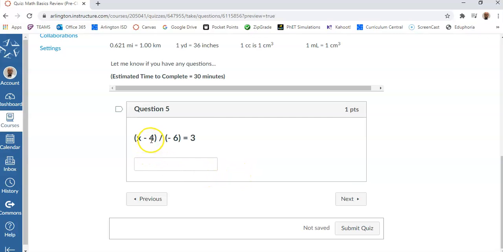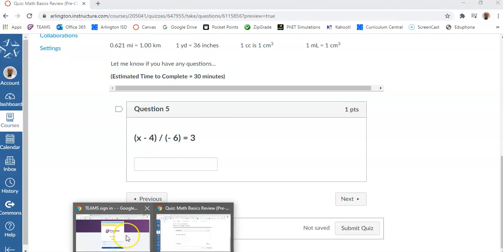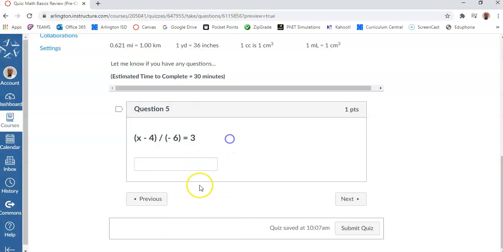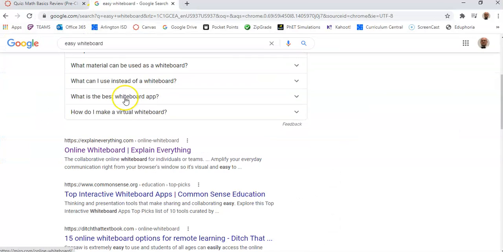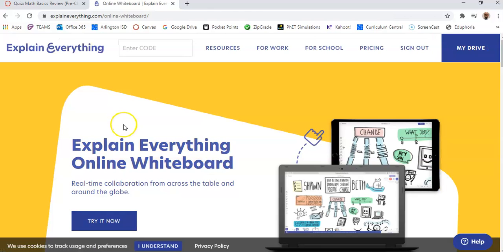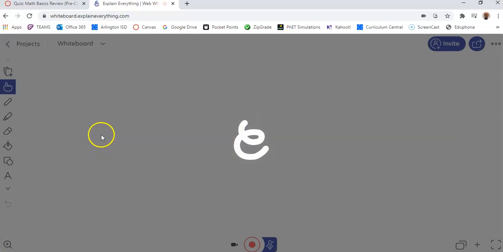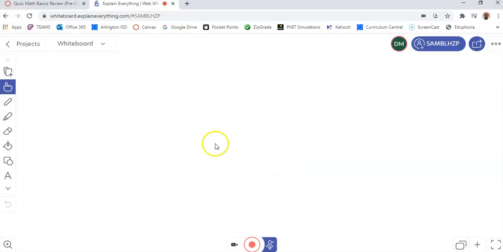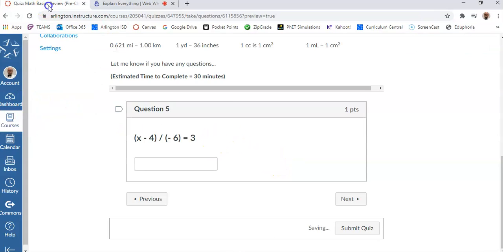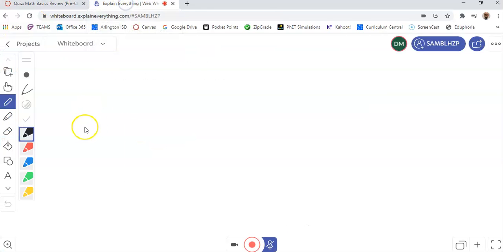Here we go. X minus 4 divided by negative 6 equals 3. I'm going to flip over to my whiteboard and show you how to work this out. Easy whiteboard. We just want a blank canvas. We're using our own microphone. What was that question again? X minus 4 divided by negative 6.